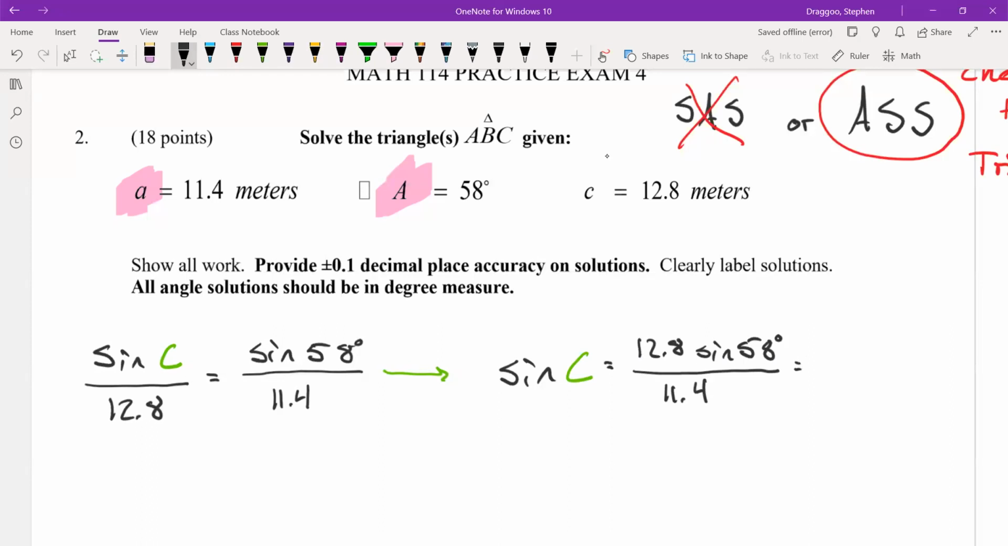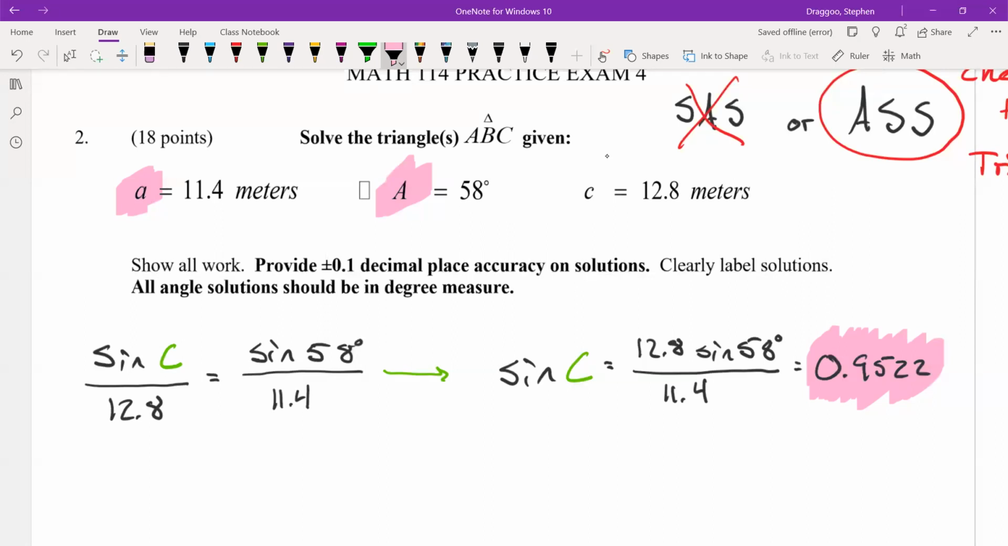And if you plug all that into your calculator, you should get 0.9522. Just to check right here, this number is important. I accidentally hit the erase button as I was coloring it in. That number is important. If that number were bigger than 1, we would have 0 triangles.